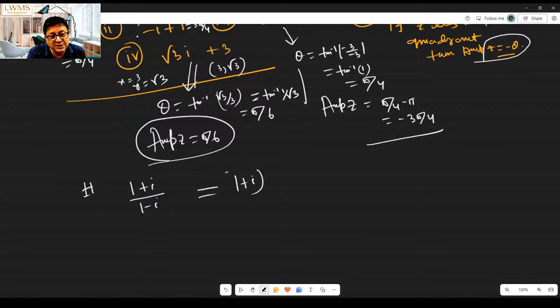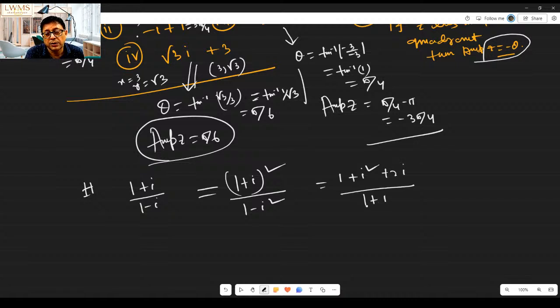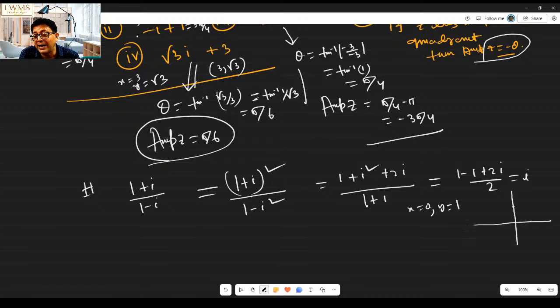So this is 1 plus i whole square and this will be 1 minus i square. So 1 plus i square is 2i, and i square is minus 1. So it is i. Now there is a problem. This has x equal to what? I mean x equal to 0, y is 1. So this point lies where? This point lies on the y axis. So what will be the amplitude z here? Amp z equal to pi by 2.